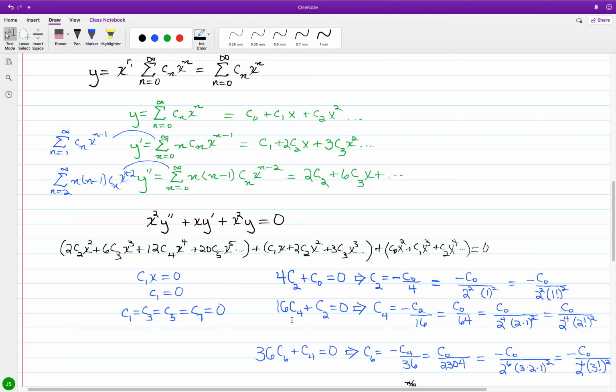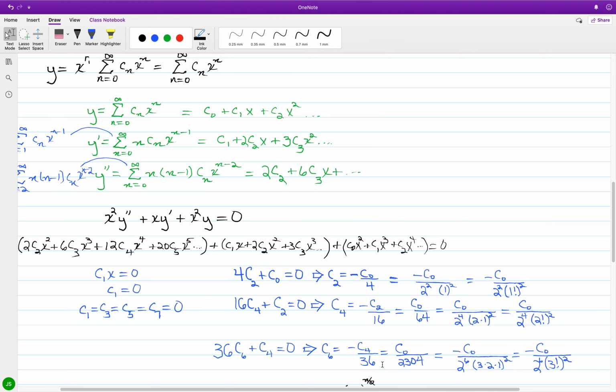And if I have 16c4 plus c2 from the x to the fourth terms, I have c of 4 is equal to negative c2 over 16. And we have in the higher order ranks, in 6th degree, we would have 36 c of 6 plus c of 4 is equal to 0, and we would have that c of 6 is equal to negative c of 4 over 36.